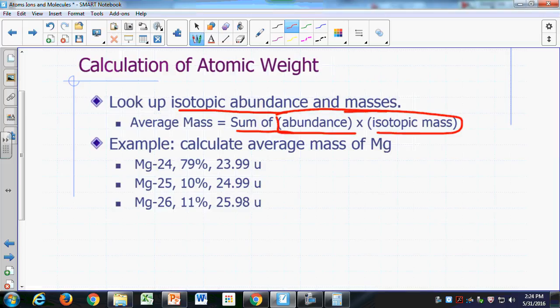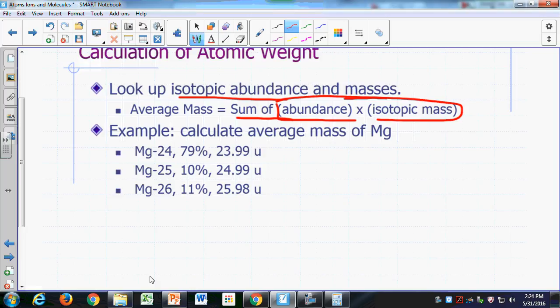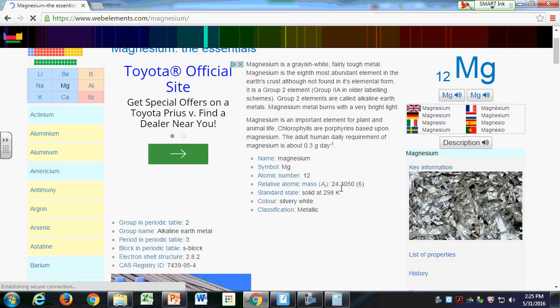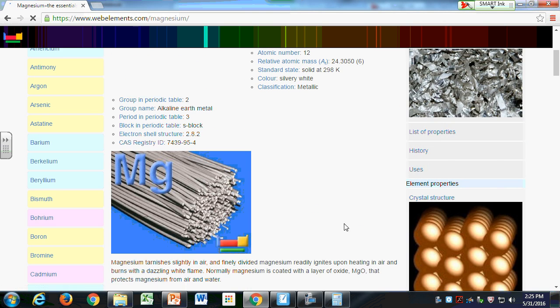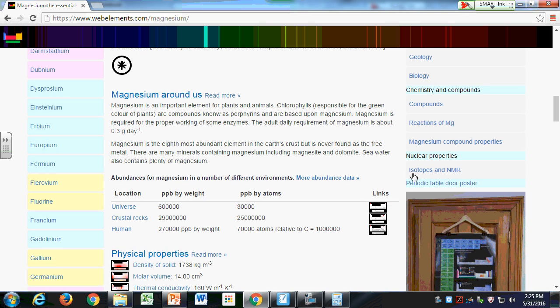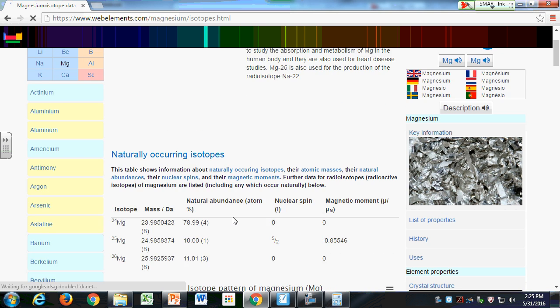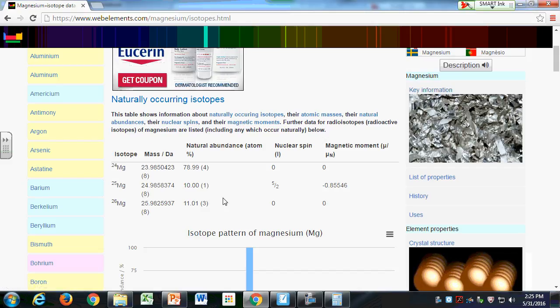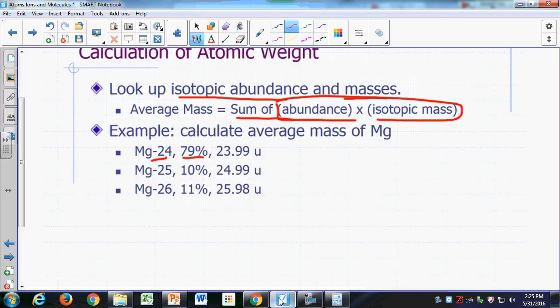So let's look at an example here. If you look up magnesium 24, you'll find it's 79% of the magnesium you'll find in nature. Again, you can go to webelements.com to do that. Let's see, isotopes. So here's the natural abundance. Magnesium 24, magnesium 25, and magnesium 26. So this is where I got those numbers from.